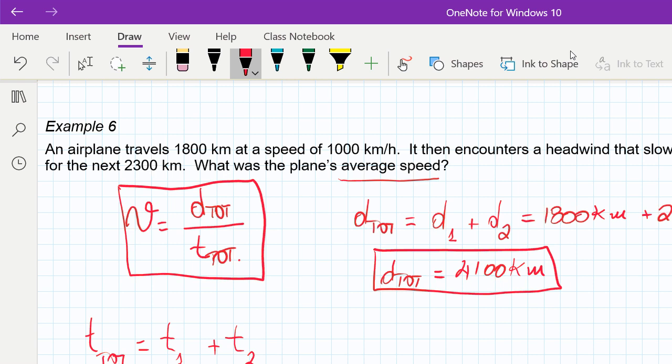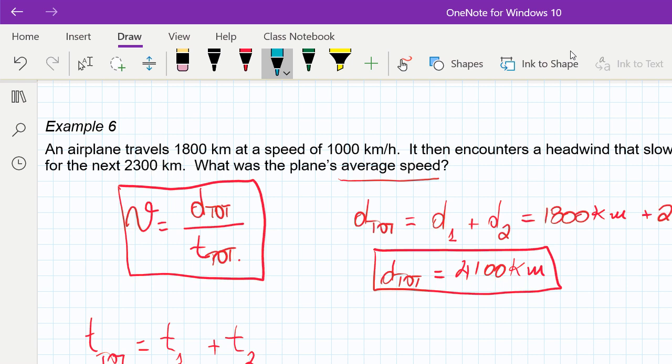Those are the same units, so we don't have to worry about the units. It is 1,800 kilometers over 1,000 kilometers per hour. And now kilometers and kilometers cancel out, and then we will have 1.8 hours for the first part of the motion. Let's move to the second one.